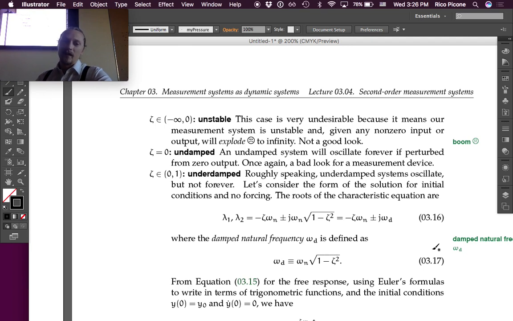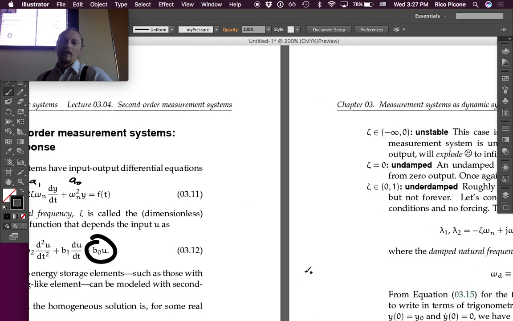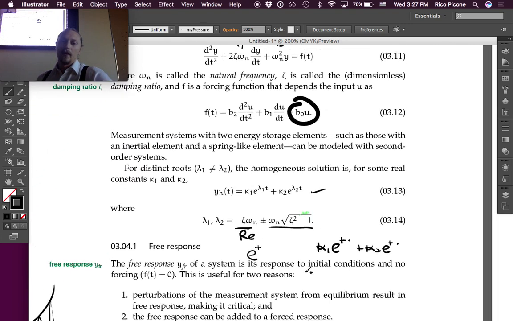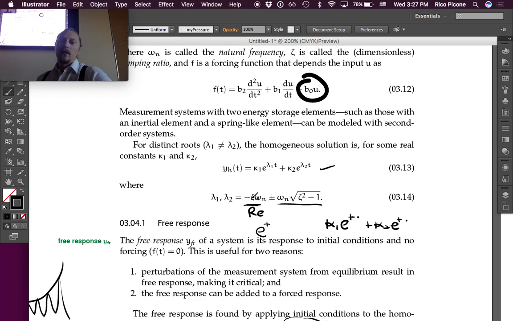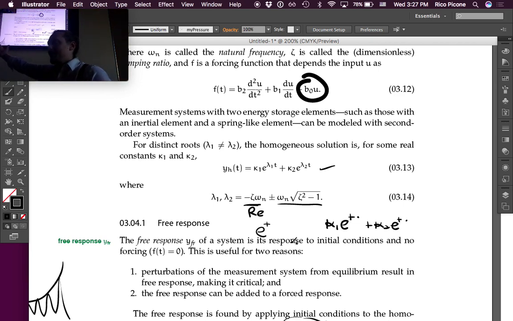Same with an undamped measurement system. An undamped system will oscillate forever if perturbed from zero output. For instance, if you come back over here and look, if zeta equals 0, there's no real part, right? So this is just the square root of -1, making this just the imaginary number times omega n. If you give this thing any initial condition, it's just going to oscillate forever, which once again isn't going to reflect what's going on in the system. It's just going to be oscillating.